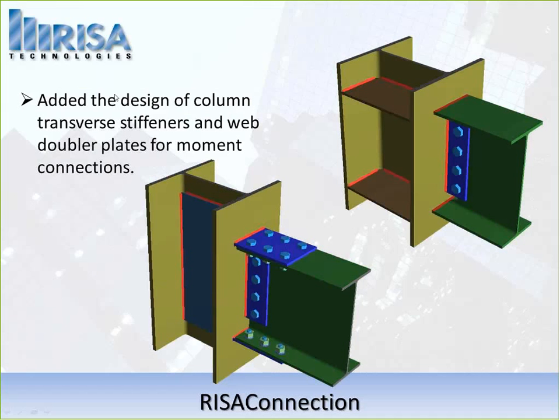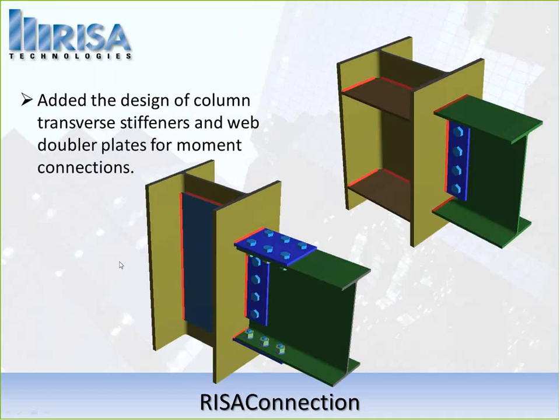The other one, and a lot of folks were asking for this one since RISA Connection came out, is that we added the design of the column transverse stiffeners and web doubler plates for moment connections. And you can see both those options here in this picture. This was something I personally got a lot of requests for. So hopefully that gets a lot of people excited about using those.